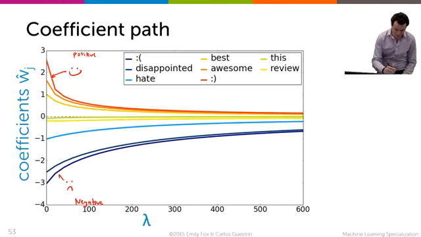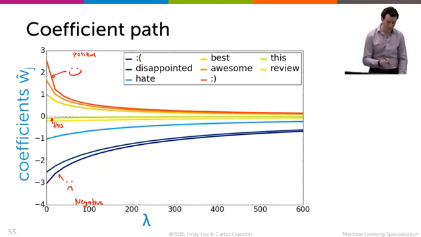And in the beginning, all of these words have pretty large coefficients, except for the words here near 0, which are words like this and review, which are not associated with either positive things or negative things, although if the word review shows up, it's slightly correlated with a negative review. But in general, these coefficients are much smaller than the others. And as I increase the regularization lambda, you see the coefficients tend to become smaller and smaller. And if I were to keep drawing this, they'll eventually go to 0.